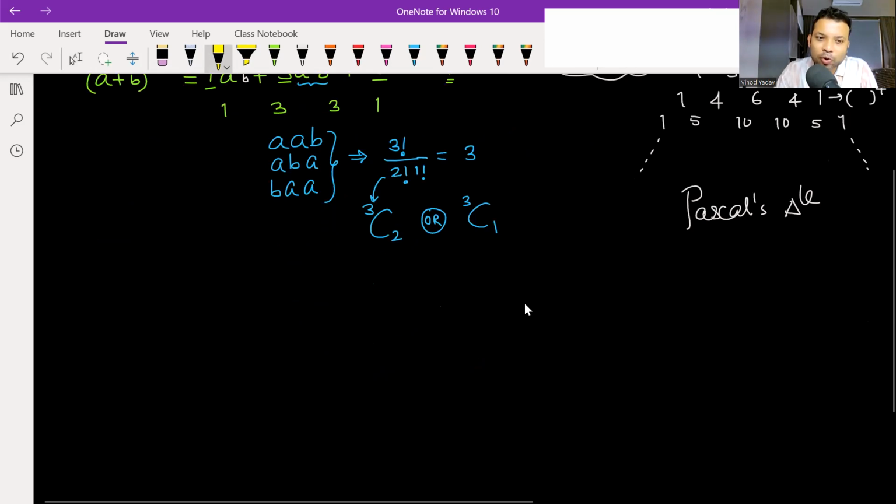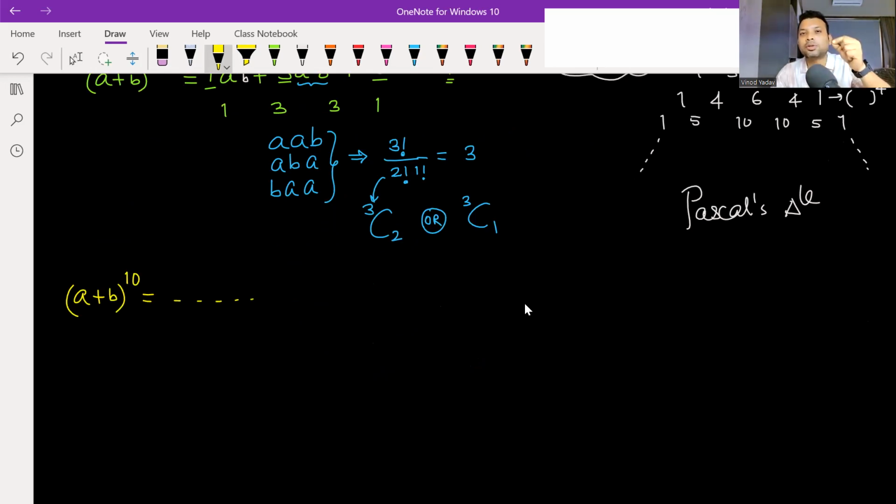Now this gives me so much freedom, so much liberty. Suppose (a plus b) raised to 10. I'm sure you understood that b's power will start from 0 and end at 10. So 0 to 10, how many terms? Of course, 11 terms. Somewhere I'll get a to the power 6, b to the power 4. I just want to understand what the coefficient will be over here.